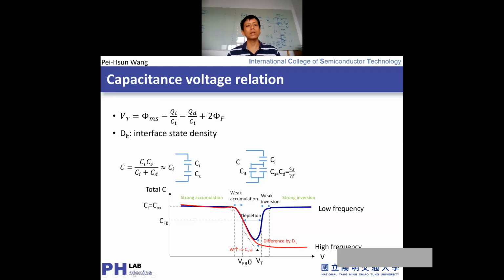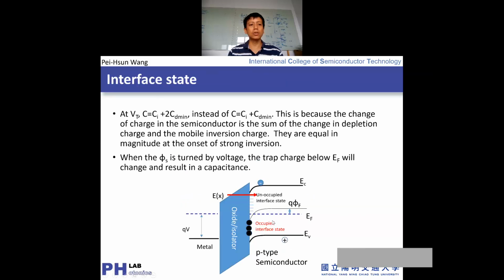So if you have interface charge, you will get a different capacitance, a different threshold voltage, and a different summation total effect of the capacitance. The last point I want to mention here is that if you have interface states, you get a different threshold. So you get this capacitance by adding an additional depletion region instead of a single layer.